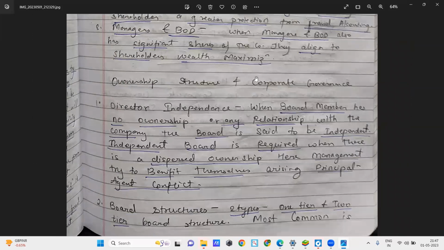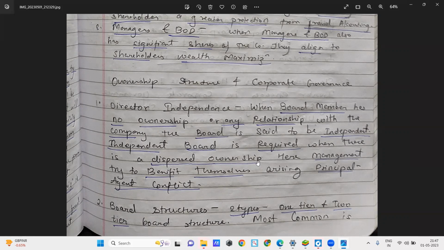Next one is ownership structure and corporate governance. So, director independence. Every shareholder wants the directors of the company to be independent. When a board member has no ownership or any relationship with the company, the board is said to be independent. Suppose the board members have a certain relationship or interest with the management. Then the board of directors will not be independent.